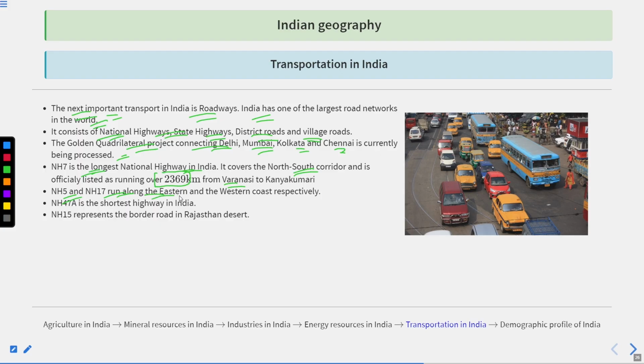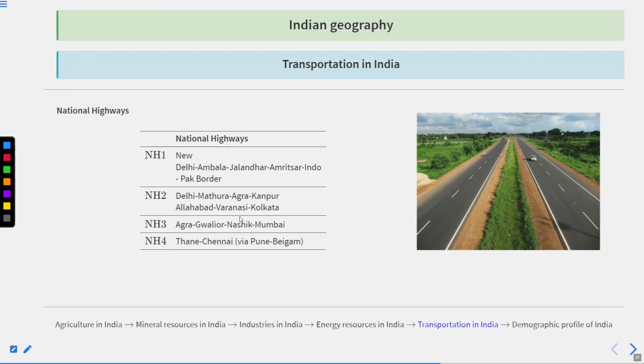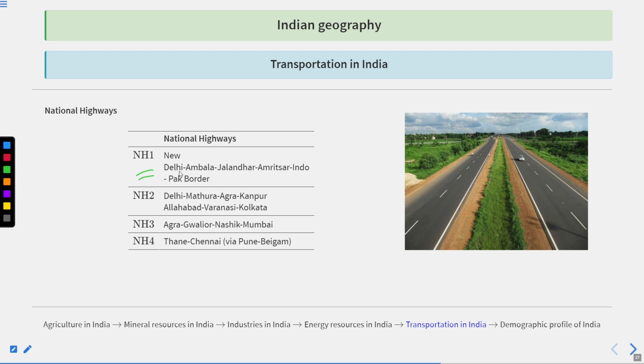NH5 and NH17 run along the eastern and western coasts respectively. NH47A is the shortest highway in India. NH15 represents the border road in the Rajasthan desert. If we talk about NH1: New Delhi, Ambala, Jalandhar, Amritsar, Indo-Pak border. NH2: Delhi, Mathura, Agra, Kanpur, Allahabad, Varanasi, Kolkata. NH3: Agra, Gwalior, Nasik, Mumbai.